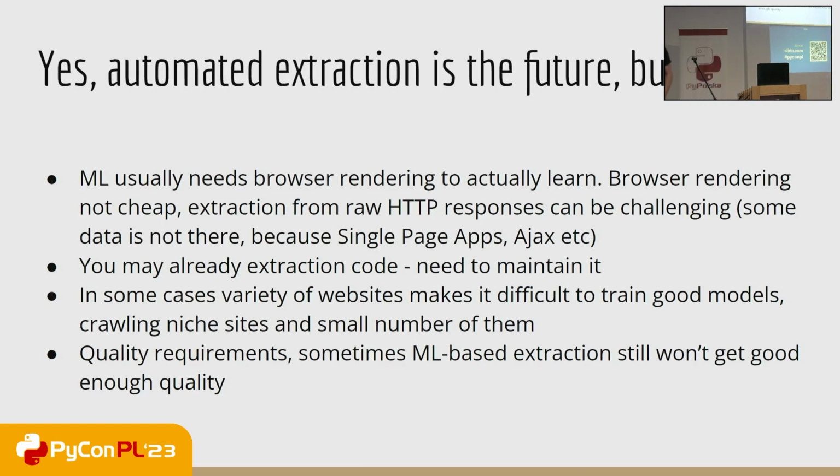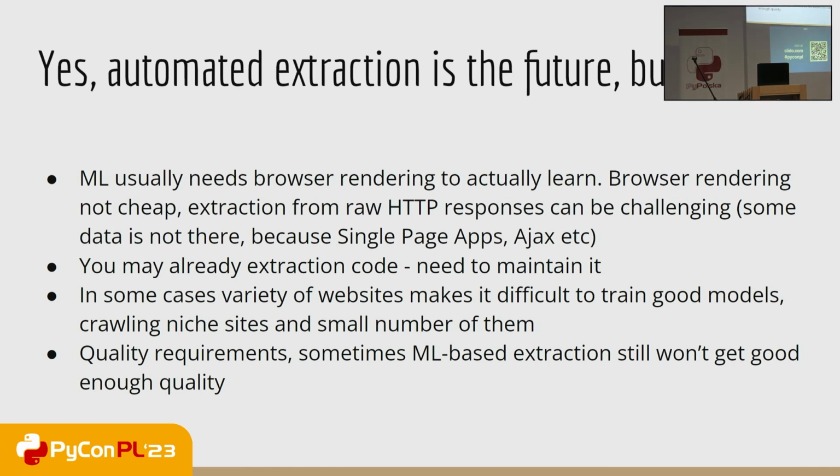One thing is that machine learning models usually need some kind of browser rendering to actually learn, because sometimes the data is not accessible without browser rendering, because you have single-page applications, AJAX requests, lots of challenges. You can extract data from raw HTTP responses and train your model on that, but it's a bit more complicated and will not always get you all the data. The other reason is that sometimes you just have lots of extraction code and need to maintain it.